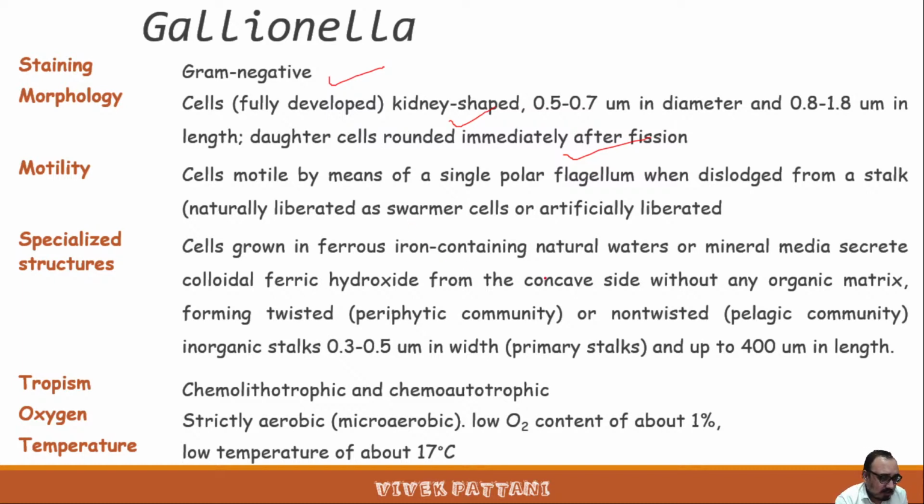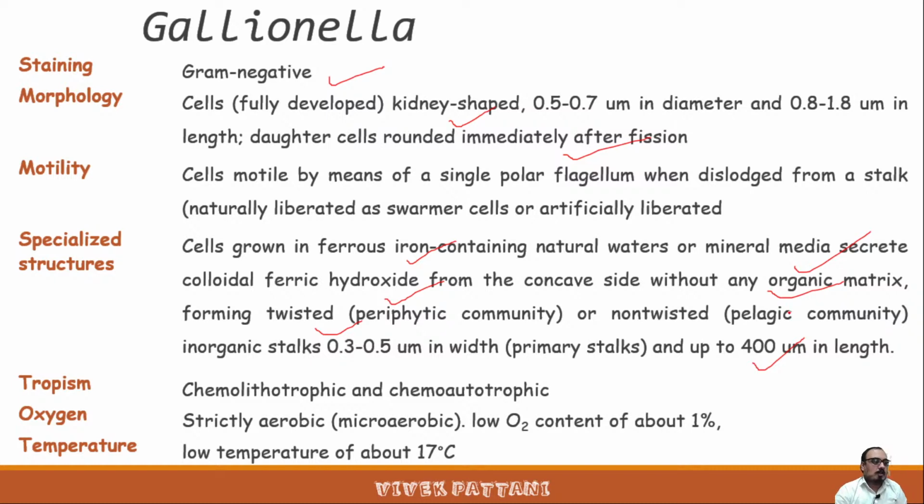As they are iron bacteria, they will be present in natural waters which contain ferrous ions, as well as in mineral media with ferric oxide if you want to grow them. The stalk forms from the concave side without an organic matrix, forming twisted or non-twisted structures. Stalks can be as long as around 400 micrometer. Not meter, it's micrometer, 400 micrometer.